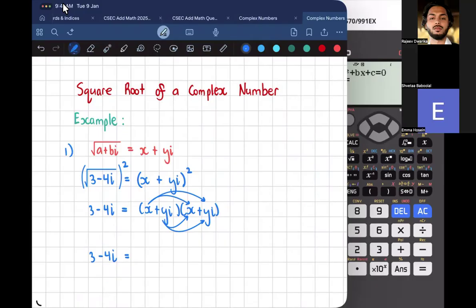Yeah, it'll be minus y squared because i times i is i squared, which is minus 1, so minus y squared. So altogether, that's going to be x squared, right? x times yi is going to be xyi. Then we have another xyi over here. That's how we got the 2xyi. And then yi times yi would be minus y squared.